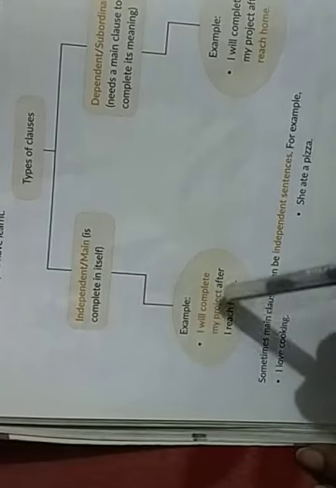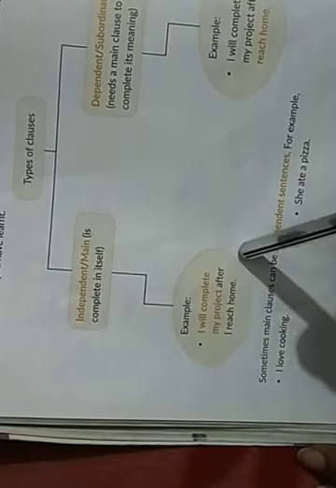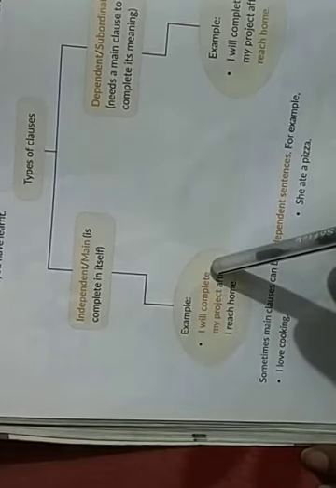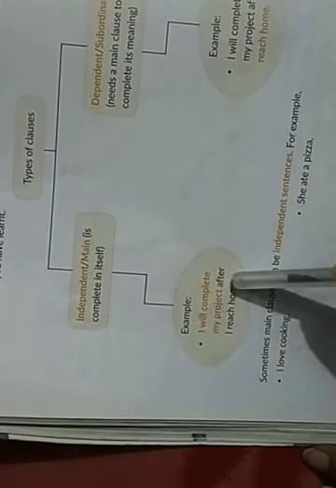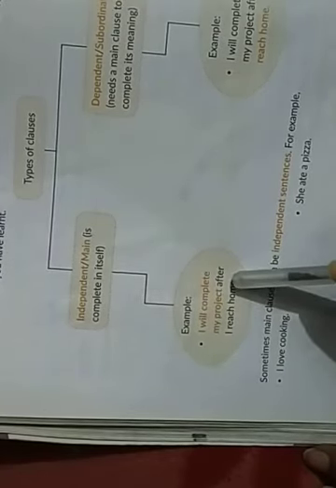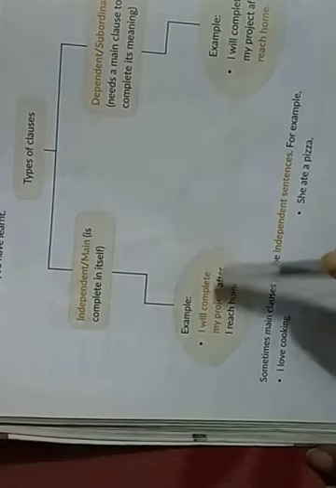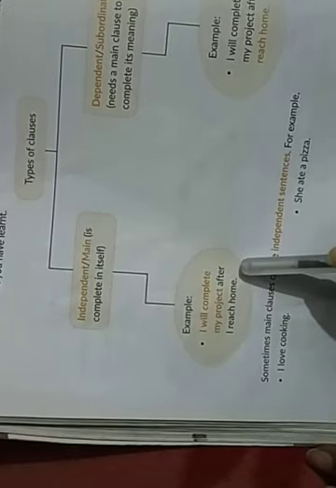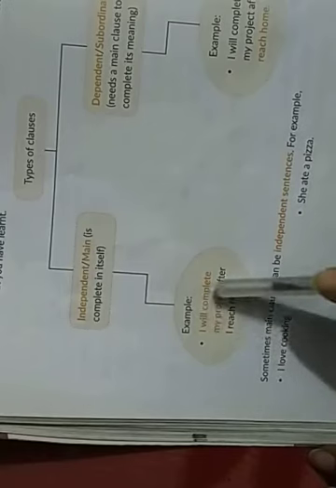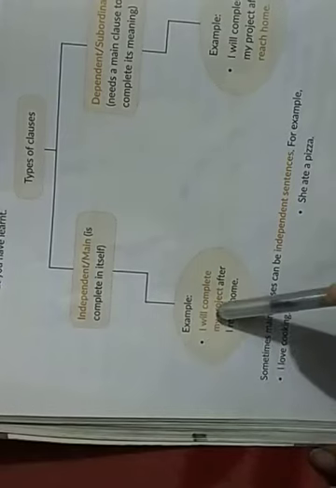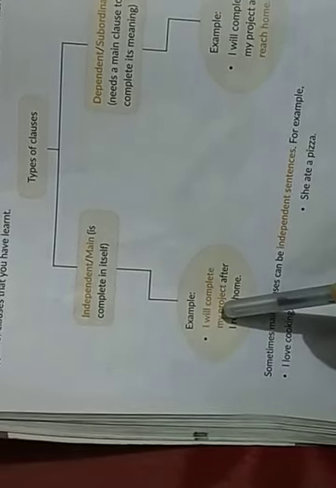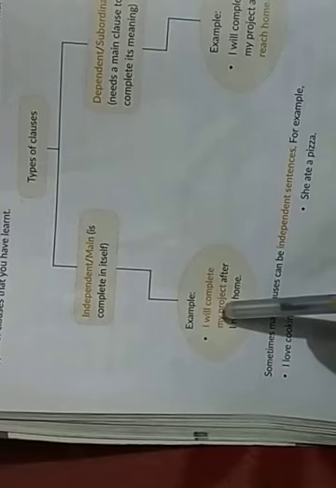Example. For independent clause, the example is, I will complete my project after I reach home. Now you see this part of the sentence is highlighted. I will complete my project. It is complete in itself. It is giving you the complete meaning. It is not dependent on after I reach home. It is not dependent on this part of the sentence. So I will complete my project is independent clause, or you can say principal clause or main clause, because it can stand alone and its meaning is complete.